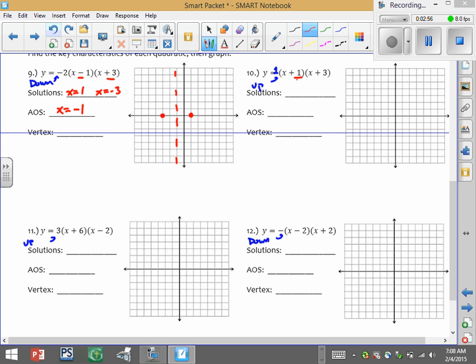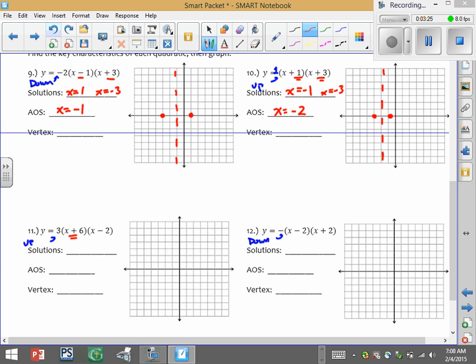So let's practice those couple things with all of these. Here we go. There's a positive 1, which means we have a solution at x equals negative 1. And then there's a positive 3, which means we also have x equals negative 3. So put a point at negative 1, put a point at negative 3, and then draw the line that goes right down the middle of those two. If you count, that's the line x equals negative 2.